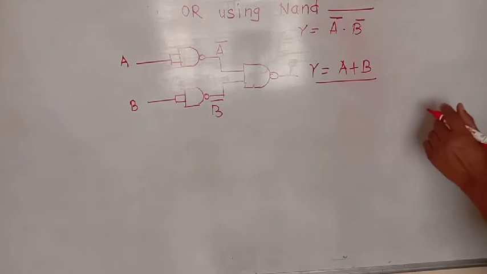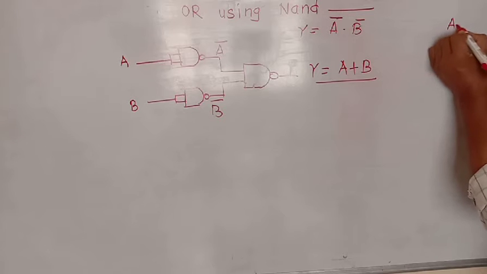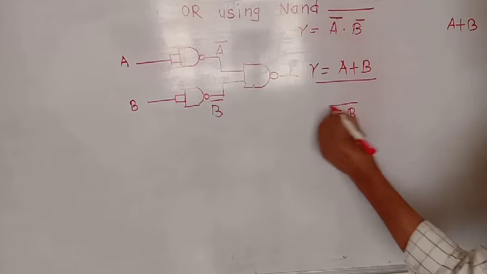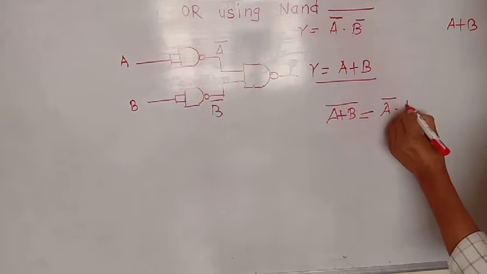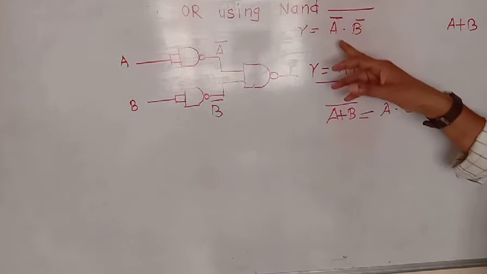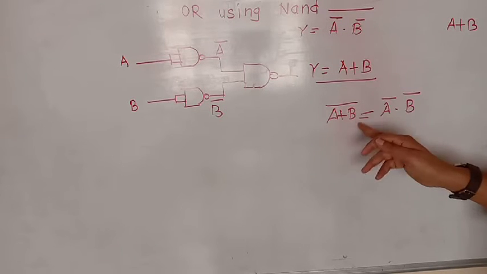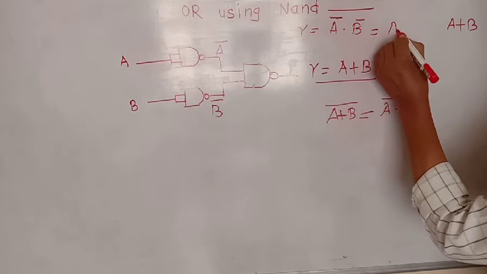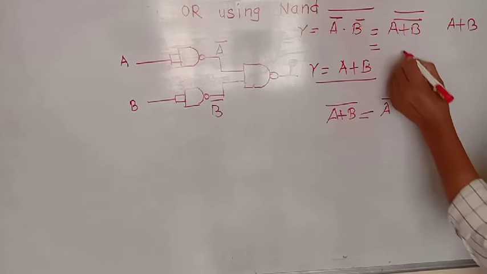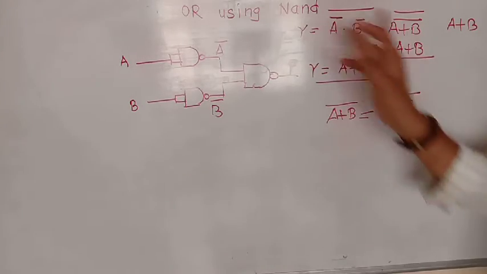Now we know that according to De Morgan's theorem, A plus B bar is equal to A bar dot B bar. So here we substitute A bar dot B bar equal to A plus B bar, and again bar. So bar into bar means plus. So here we get A plus B, which is the equation of OR gate.